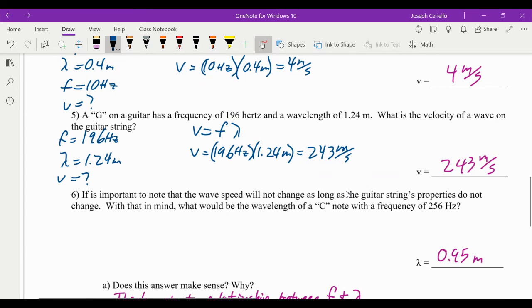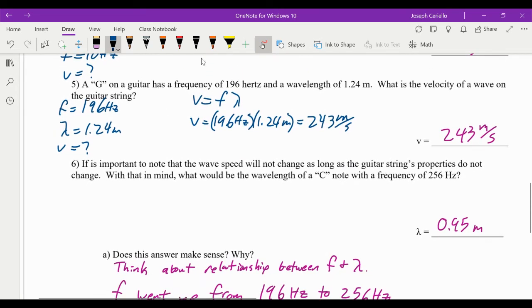So I gave you a big hint here, but sometimes you might not get this hint. So let's highlight this. It should say it is important to note that the wave speed will not change as long as the guitar string's properties do not change. With that in mind, what would be the wavelength of a C note with a frequency of 256 hertz? So let's say it's the same string. We're not changing the tension, we're not changing how thick the string is, anything like that. So we know within any given medium, the wave speed won't change. So the wave speed is still going to be 243 meters per second, as it was in the previous one.